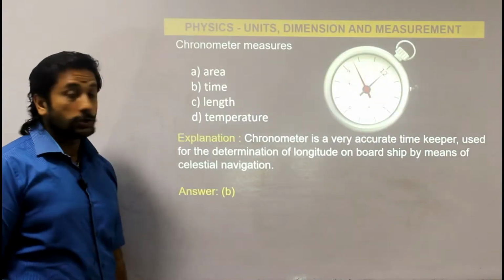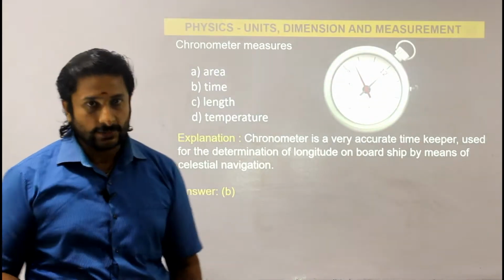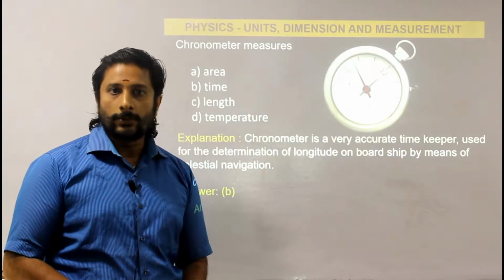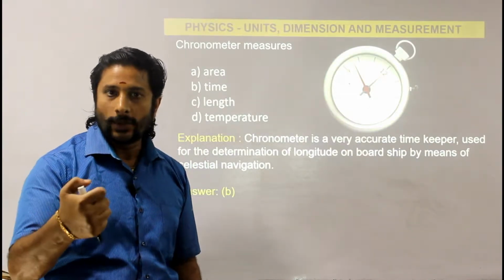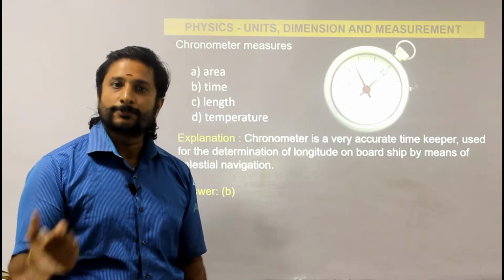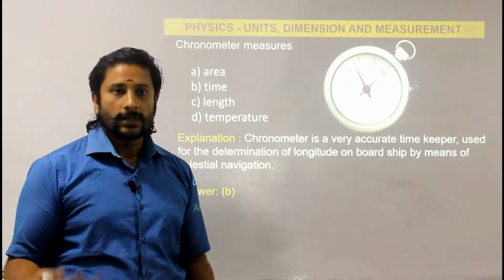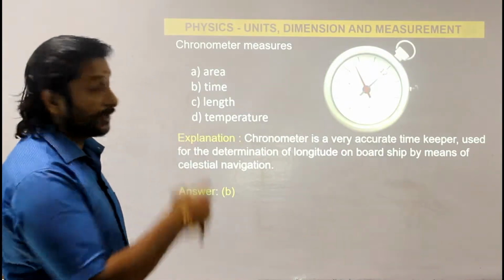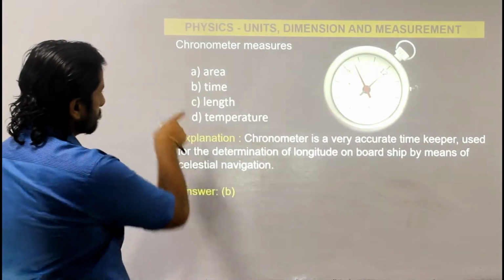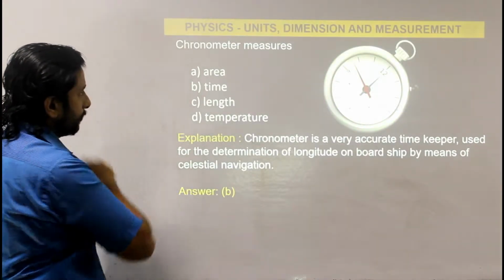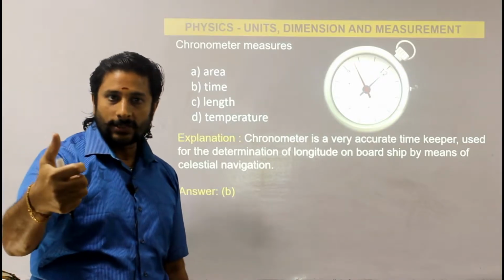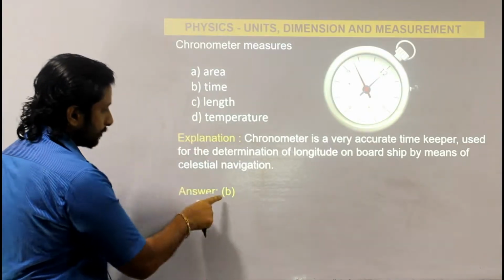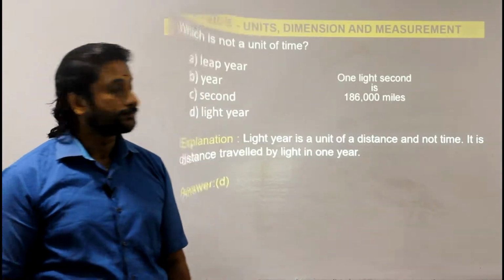So let's talk about chronometer. So I'll do some exercise. In running and all, you're able to see they'll have a device for stopping to calculate the speed of a runner. That's called chronometer. So chronometer is used for what? Area, time, length and temperature. Obviously to calculate the time. So the answer is option B.